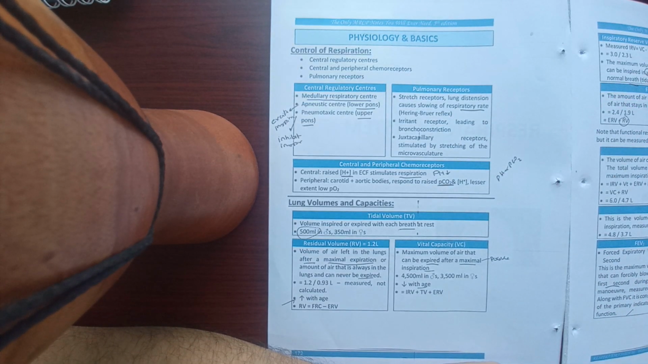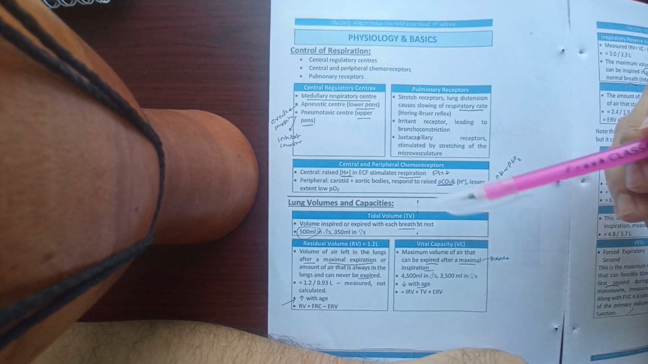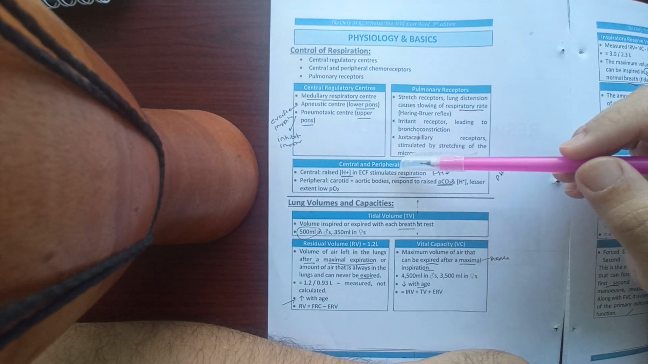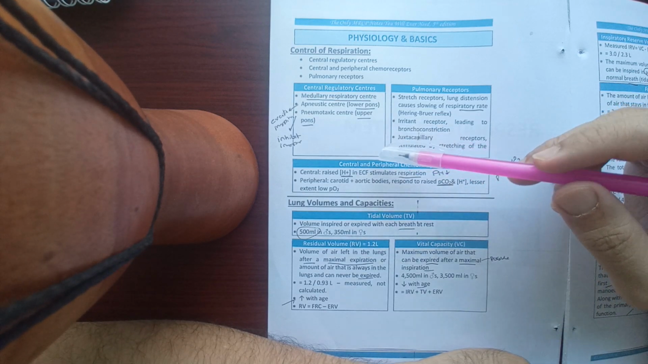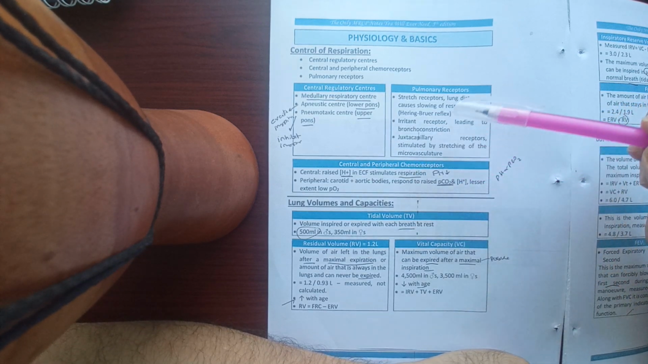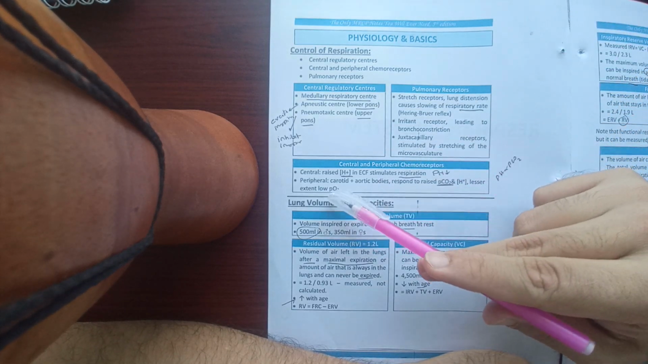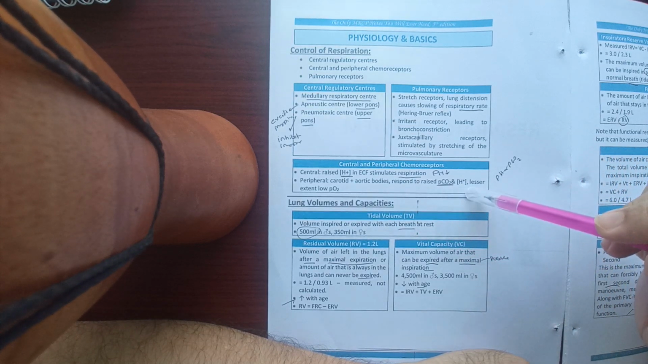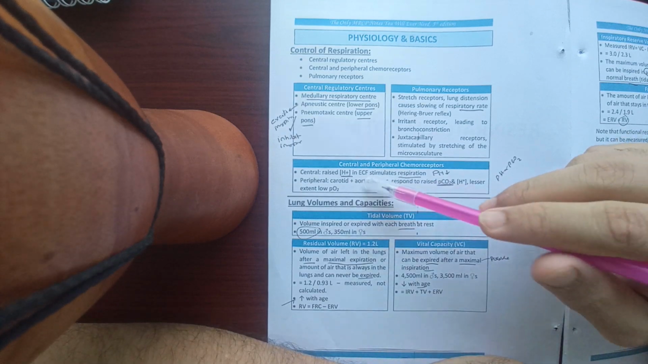Okay, central and peripheral receptors. For central ones, raised hydrogen, that is raised H plus in ECF, stimulates respiration. As in, when the pH goes down, the blood is more acidic. It stimulates respiration, acidic blood, to get rid of the acid, to compensate. And peripheral carotid and aortic bodies respond to raised PCO2 and H plus, and to a lesser extent low PO2.